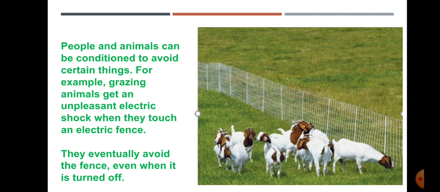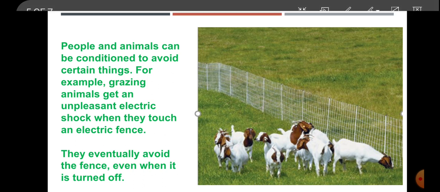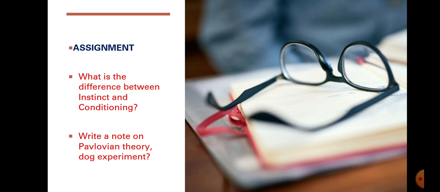So, can you recall some other examples of conditioning, children, and give them to me in the next class? I hope everybody can do that. Let's go with the assignment. What is the difference between instinct and conditioning behavior? I would like you to write this and write a note on Pavlov's theory, the dog experiment, children. Apart from that, also give 5 examples for conditioning.